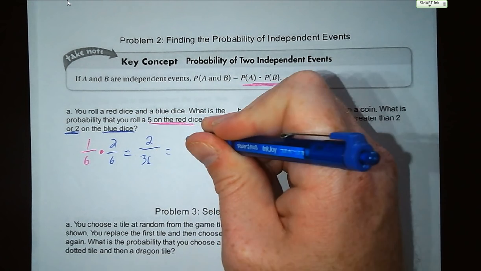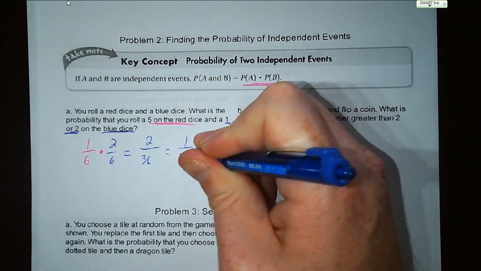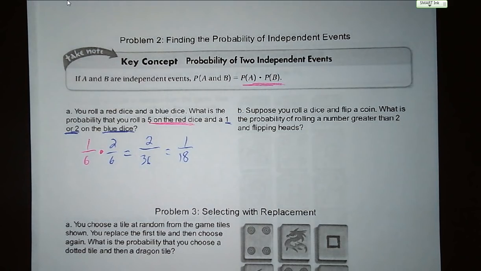So we have a 1 in 18 chance of getting that exact combination of a 5 on one of the dice and a 1 or a 2 on the other.